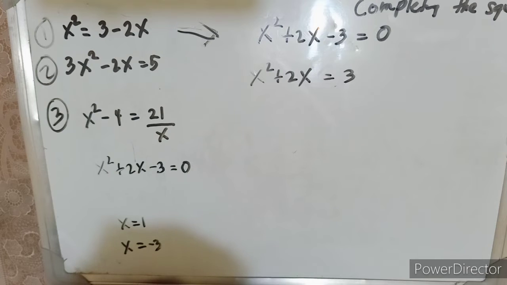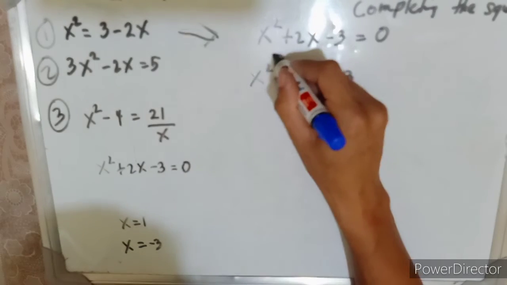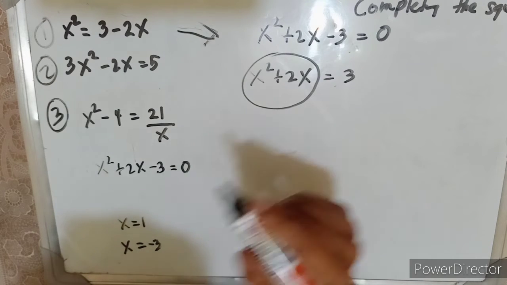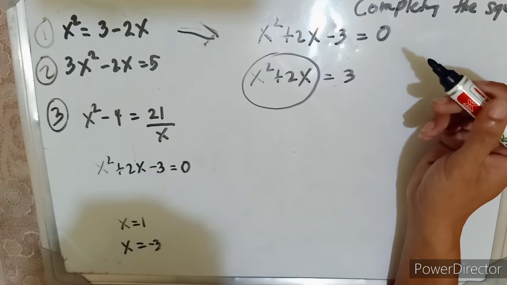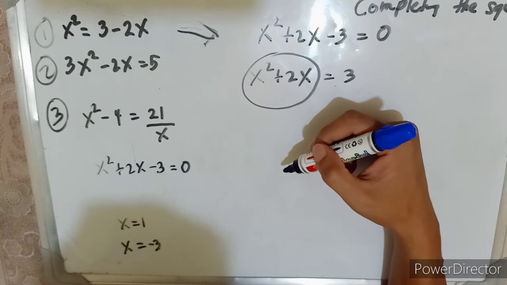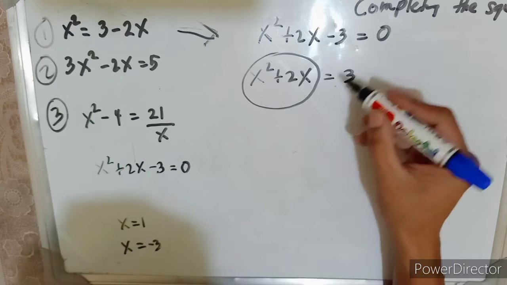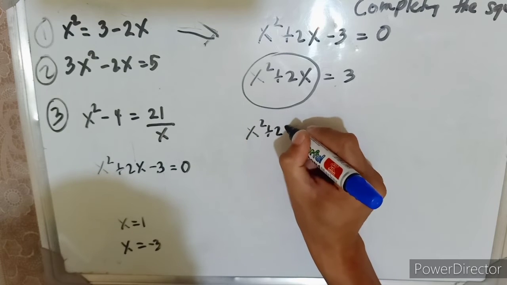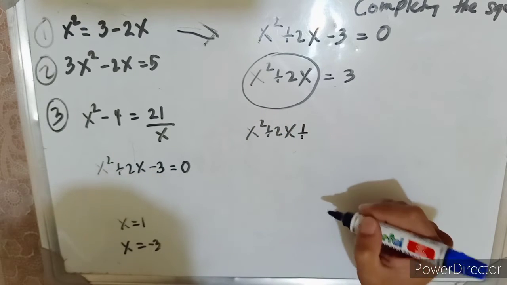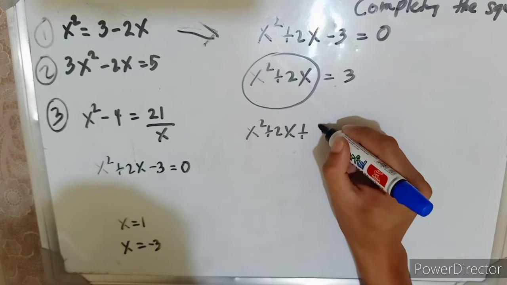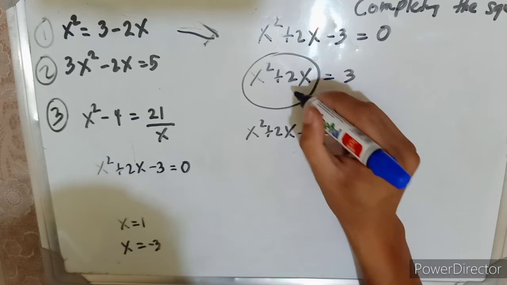And the second step, gagawin na natin itong perfect square. Paano ba ang gagawin para magawa natin siya na perfect square? Kunin mo agad ang 1/2 ng b. What is b? 2. Kukunin ko ang 1/2 nito. So, x squared plus 2x, then plus, kukunin ko ang 1/2 ng b. What is b? That is 2. 1/2 ng 2.